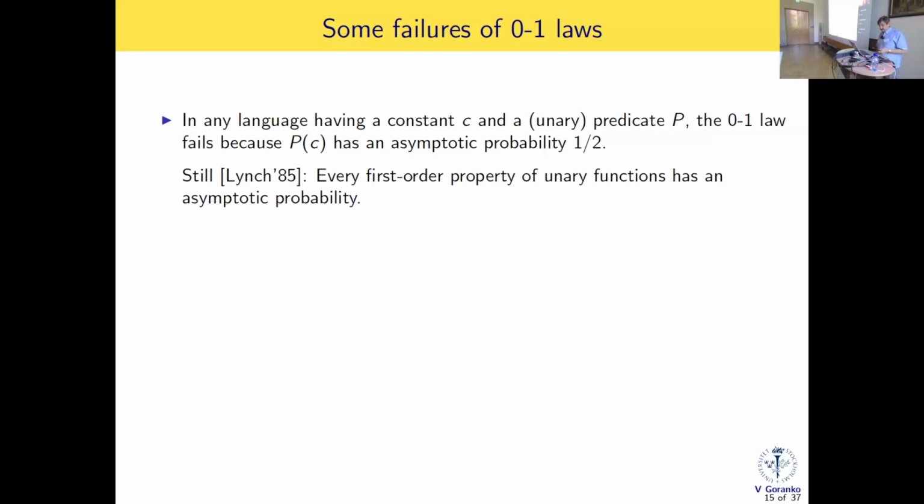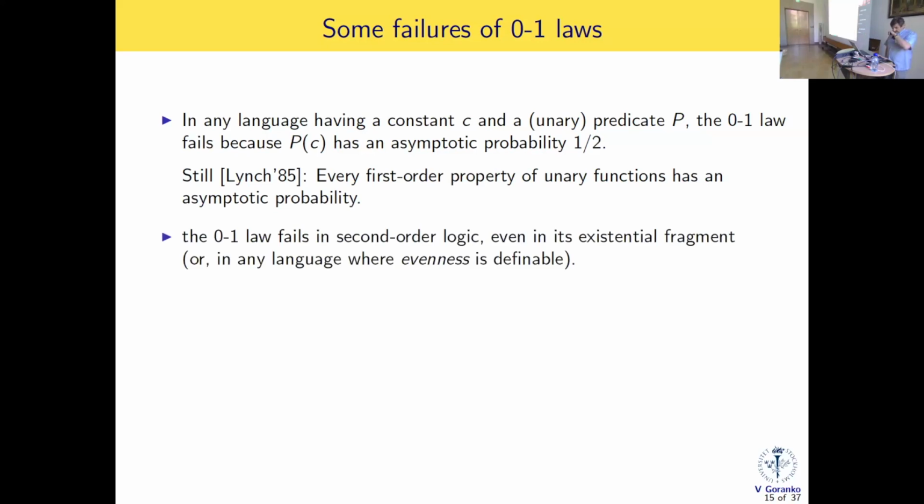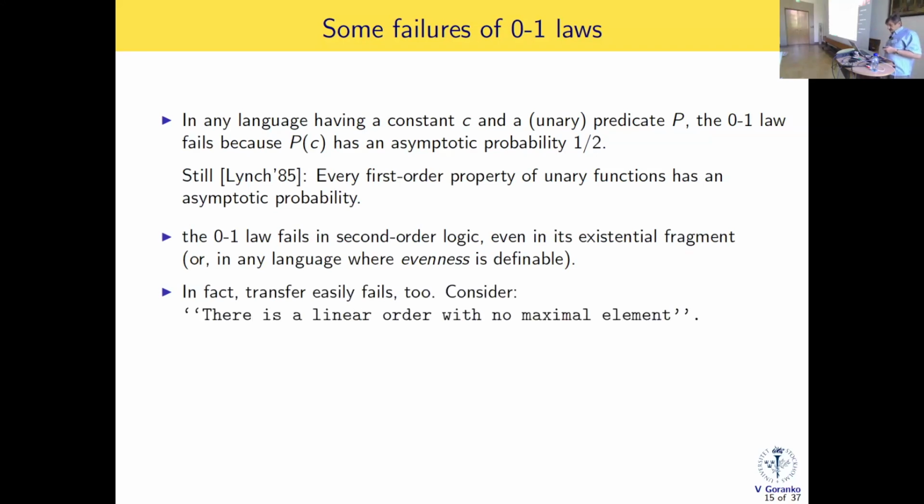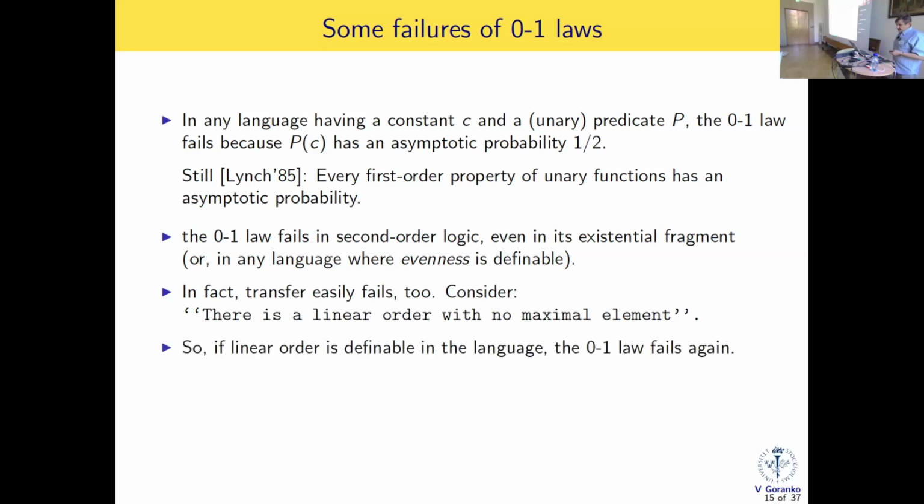probability, not necessarily zero-one. Then it is also very easy to fail it in second-order logic or even in the existential fragment. For as long as you can define evenness there, then you can see how this can fail. But also the transfer theorem fails there easily too. So for instance, this is an example. There is a linear order with no maximal element. Well, that is false in the finite, but true in the infinite.